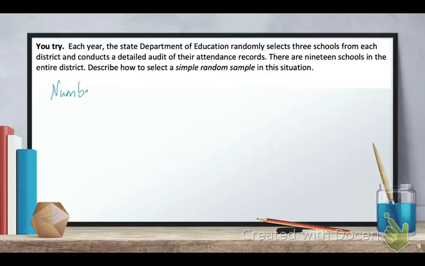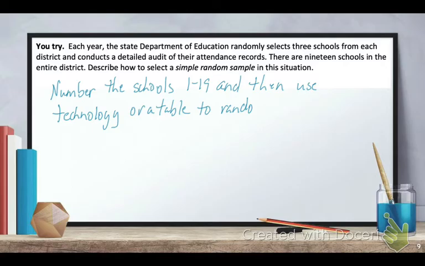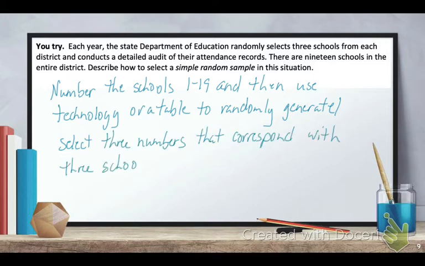What I came up with is to number the schools 1 through 19 and then use technology or a table to randomly generate 3 numbers, to select those 3 numbers that correspond with those schools.